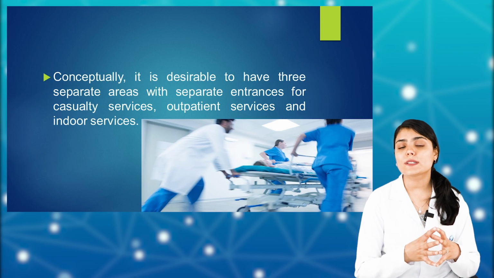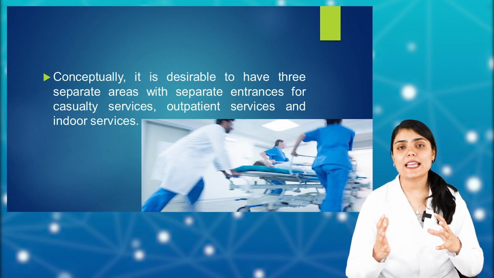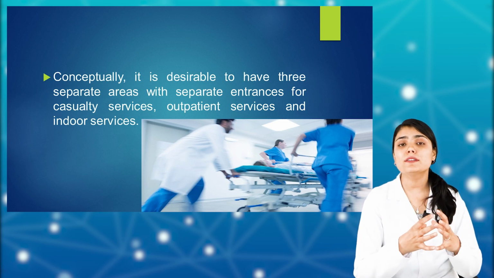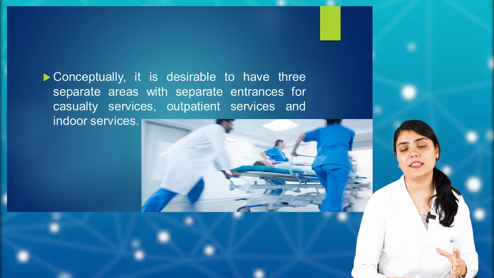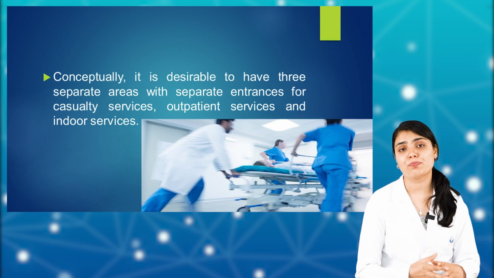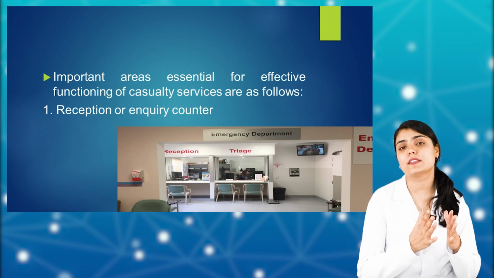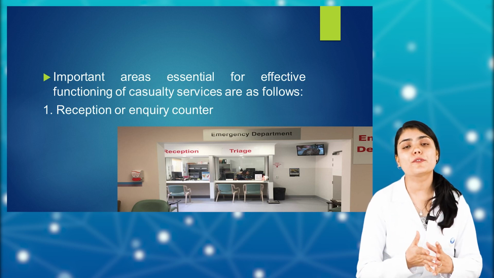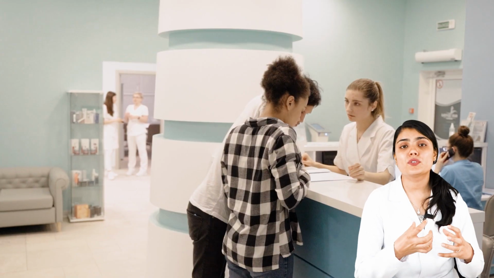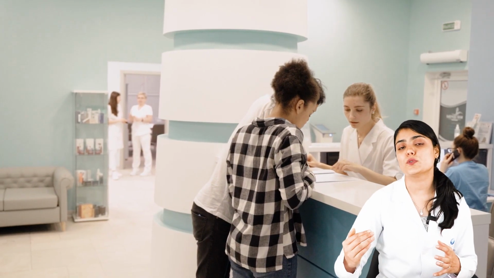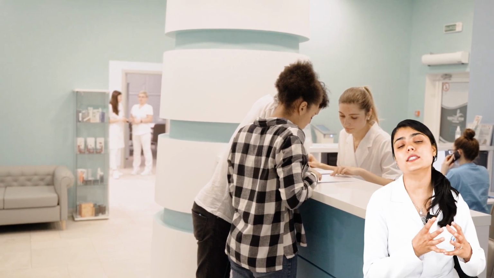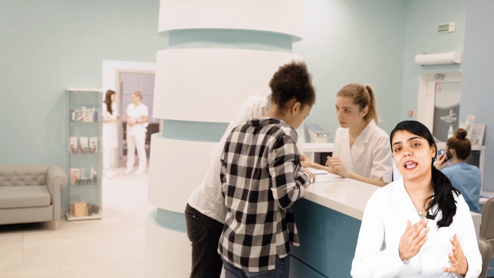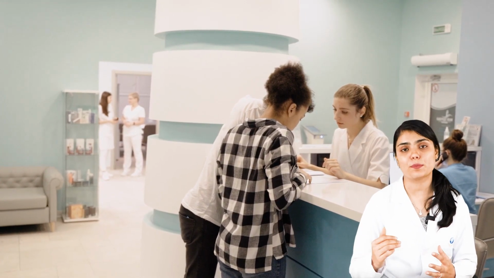So let us see the important areas other than the casualty that help in smooth functioning of casualty. Casualty or emergency is one department, but for the emergency department to function effectively, there are other departments that are necessary. Let us see what those are. The very first one is the reception or the inquiry. A reception or inquiry counter, as we have discussed before, is a place which receives the patient and directs the patient according to their condition. Therefore, the emergency department needs the reception department wherein people can come, inquire, ask about the emergency department, and be directed towards it.